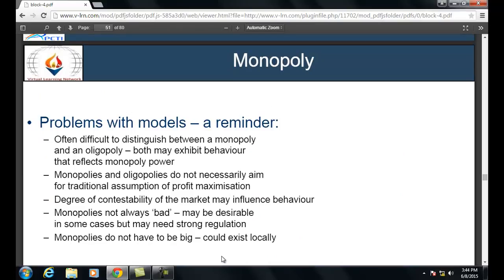Problems with models: a reminder, it is often difficult to distinguish between a monopoly and an oligopoly. Both may exhibit behavior that reflects monopoly power. Monopolies and oligopolies do not necessarily aim for traditional assumptions of profit maximization. Degree of contestability of the market may influence behavior. Monopoly is not always bad, may be desirable in some cases, but may need strong regulation. Monopolies do not have to be big, they could exist locally.